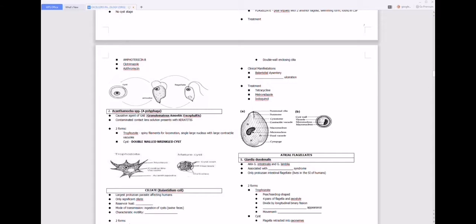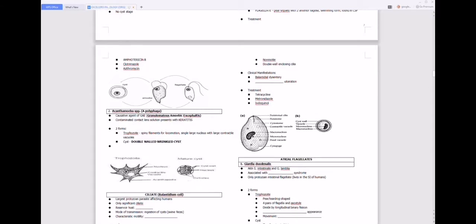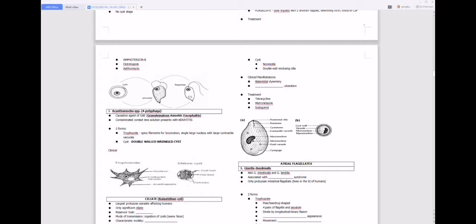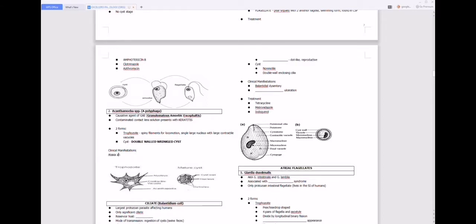So, its clinical manifestations, so you can write this down. Clinical manifestations include ataxia and hemiparesis. So, di ba, nasa central nervous system, so it can interfere with how you walk, and it can cause paralysis. So hemiparesis, paralysis of one side of the body.